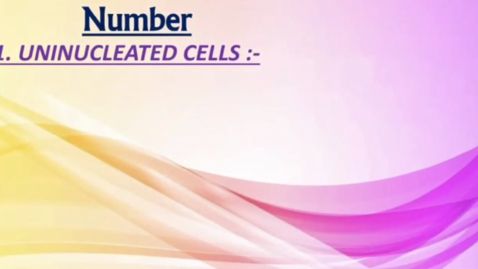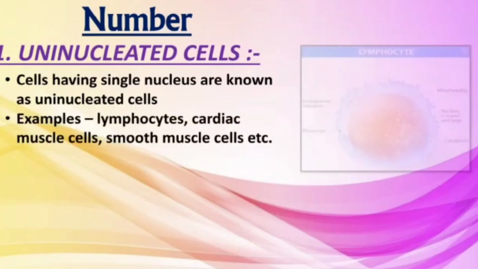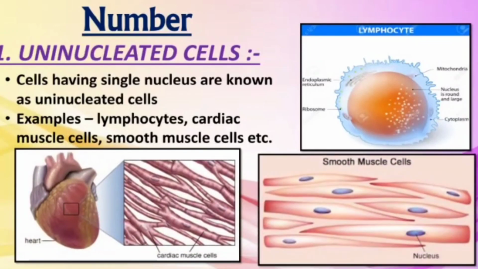The cells can be categorized into various types on the basis of the number of nuclei present in them. Our first type are the uninucleated cells. These cells contain only one nucleus. For example, lymphocytes, cardiac muscle cells, smooth muscle cells, etc.